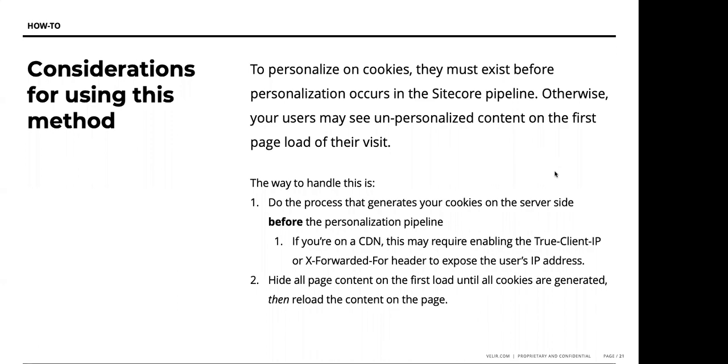So there are two ways that you can handle this, and it depends on how your cookies are being created, if they're being created server side or client side. I recommend creating on the server side if you can, because it's cleaner and I think less prone to error. And the main takeaway for generating your cookies on the server side is that you just need to make sure that it happens before personalization occurs in the pipeline. Meaning you would have to have some processor that you patch into the Sitecore pipeline prior to when personalization occurs.